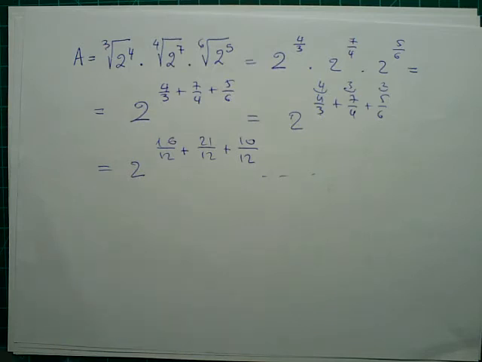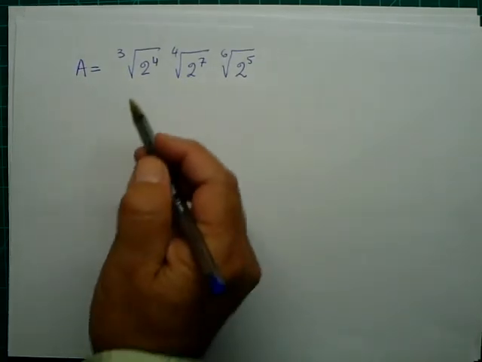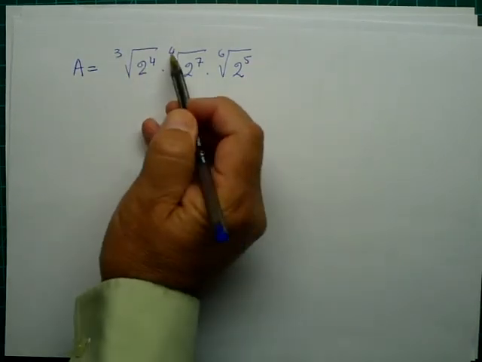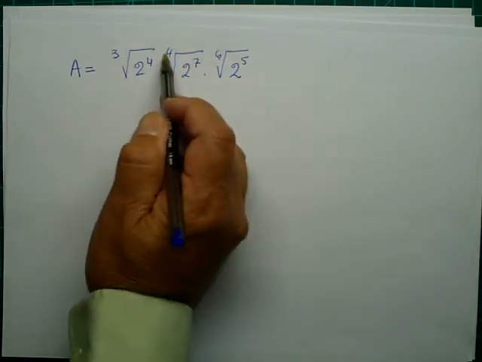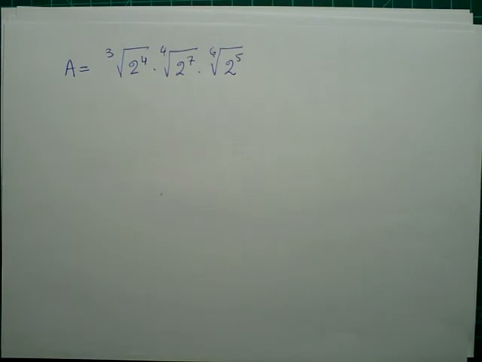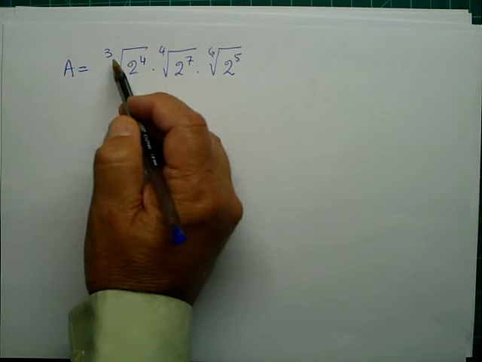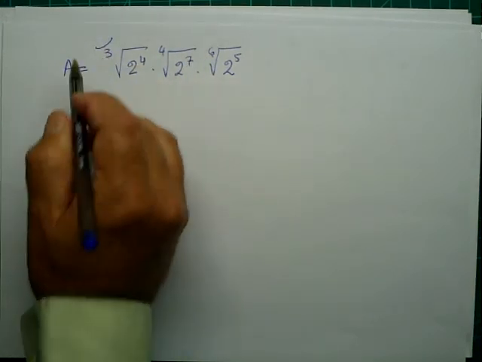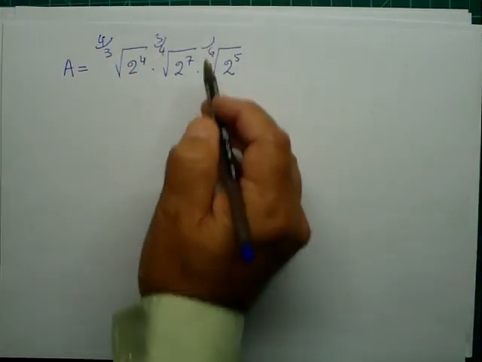Okay, it always leads to a correct answer if you're careful, but this is a bit complicated. I'm going to show you a simpler way to do that. Which is the simpler way? I'm going to show you that simpler way now. Well, I have the same expression here. This is index 3, this is index 4, and this is index 12. I'll change all these indexes to be the same. So the least common multiple of 3, 4, and 6 is 12. So I can multiply this by 4, I can multiply this by 3, and I can multiply this by 2.